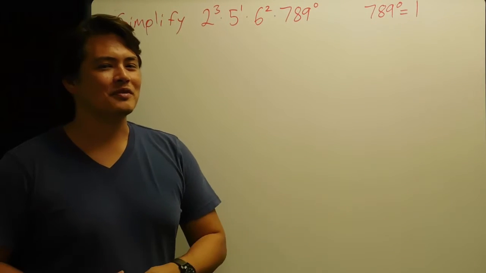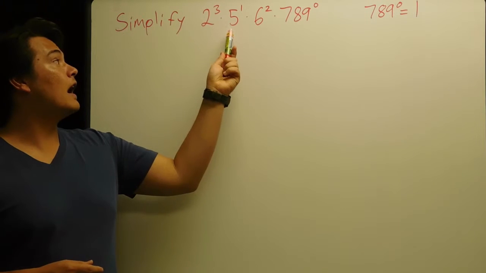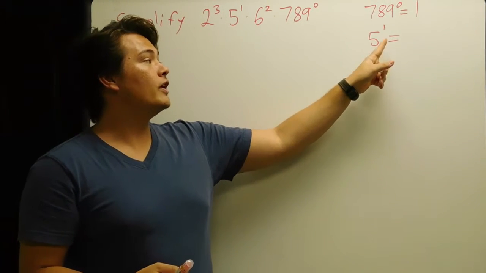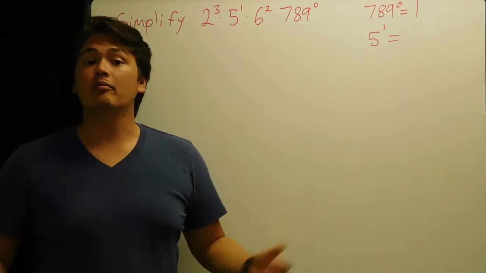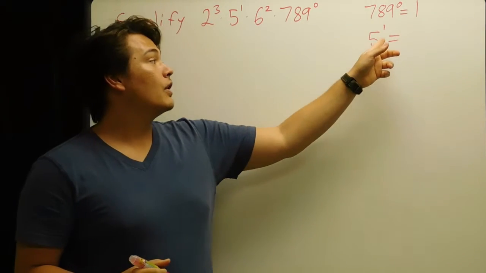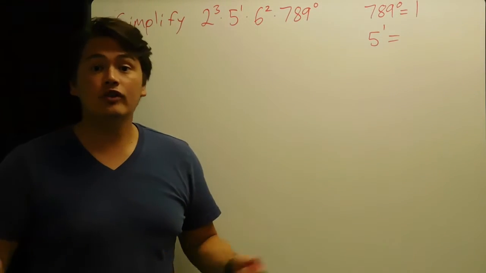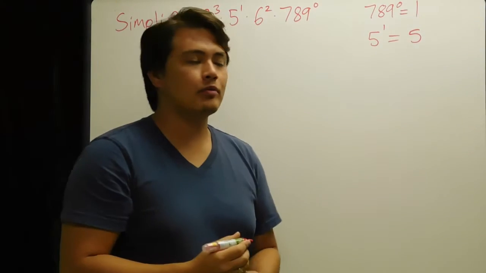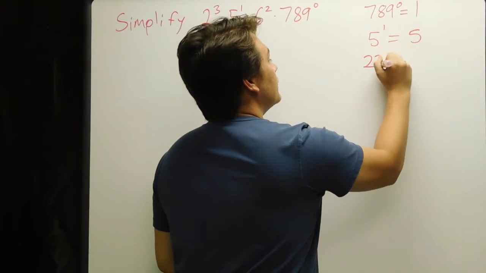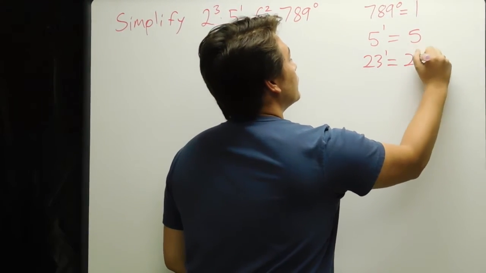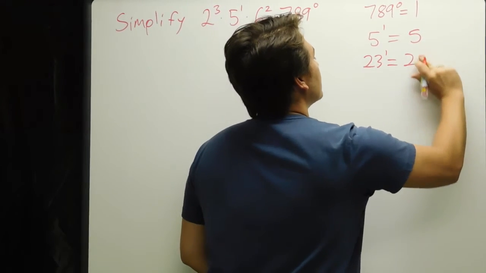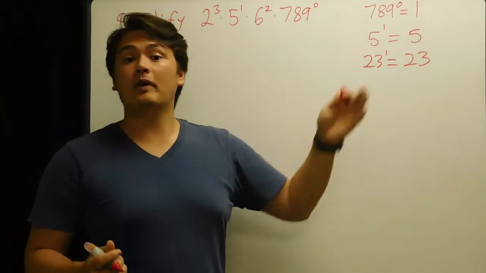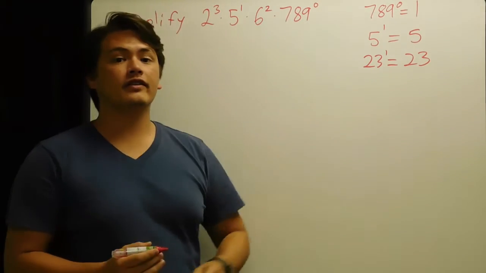So next, let's look at 5 to the first power. Any number raised to the first power is the number itself. So 5 raised to the first power is going to be just 5. Another example of this would be 23 raised to the first power. It's going to be 23. So any number raised to the first power is the number itself.